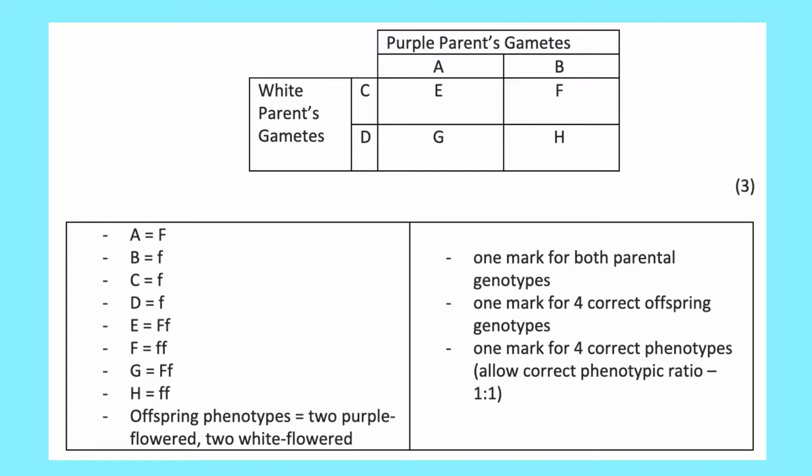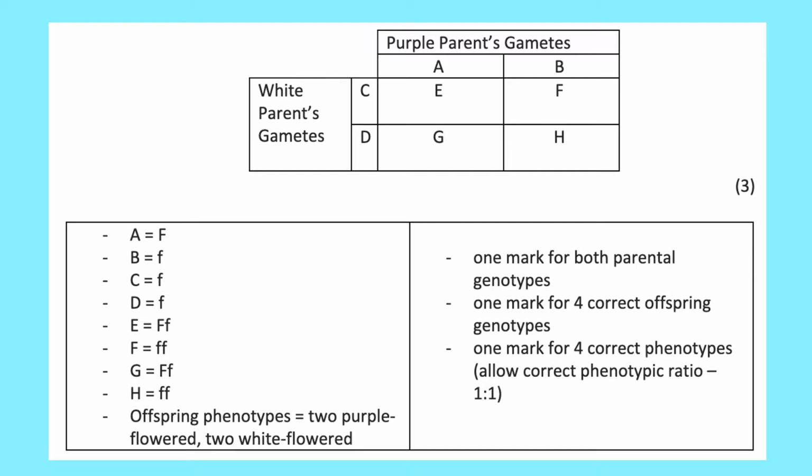So next we complete the crosses, and these might be slightly different depending on whether you put A as the capital F or B as the capital F in the purple parent's gametes. But E would be a cross of a capital F and a little f, so it would be capital F, little f. F would be little f, little f. G would be capital F, little f. And H would be little f, little f.